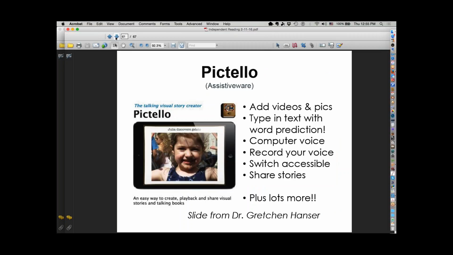We love Patello, as you know, and so we like to add videos and pictures. We can type in with word prediction. It has computer voices. You can record your voice. It's switch accessible. You can share stories. There's lots more, but what's really exciting about it now is that you can download Tar Heel Reader books, and you can get a code, and then you can download those books into Patello.